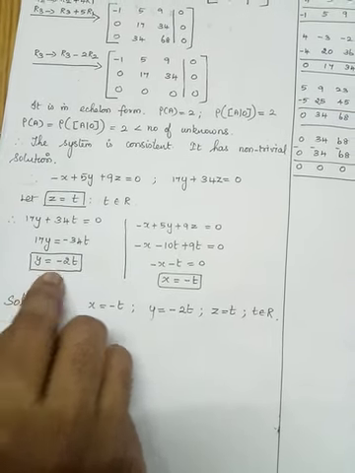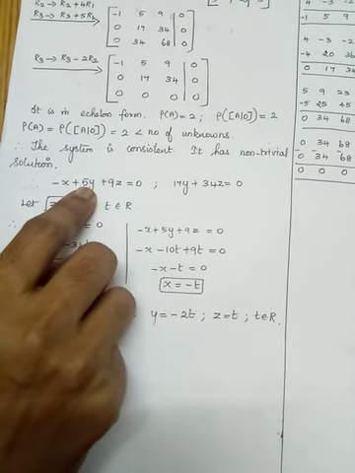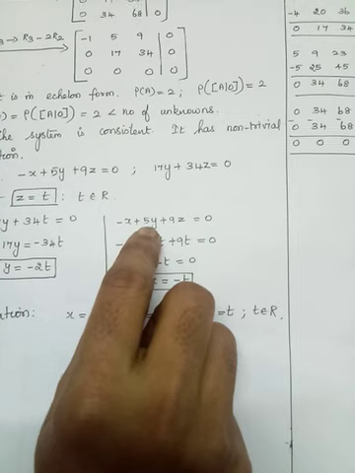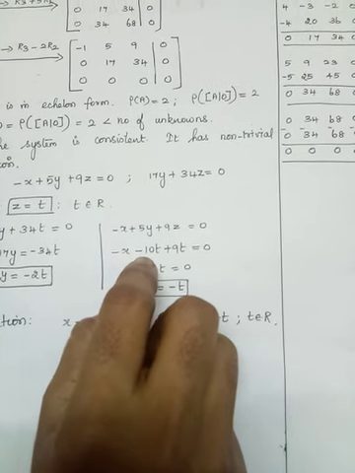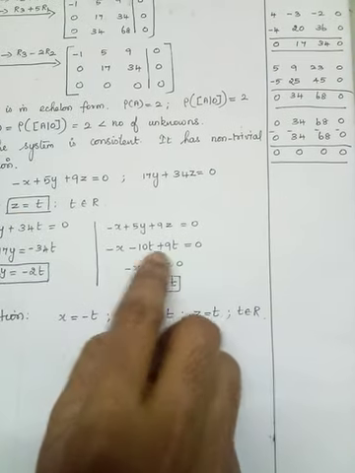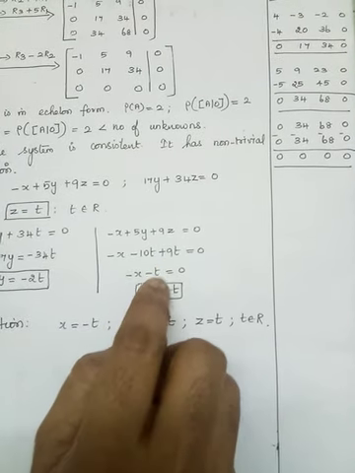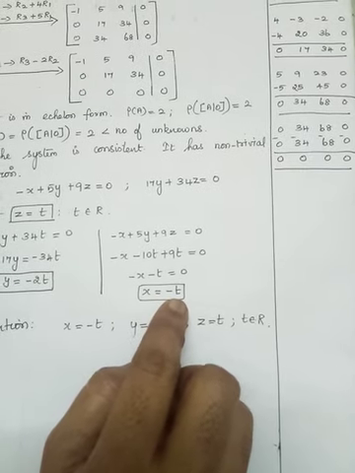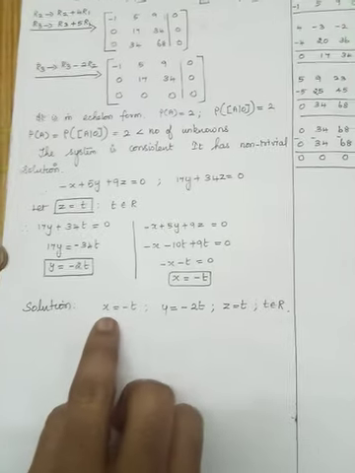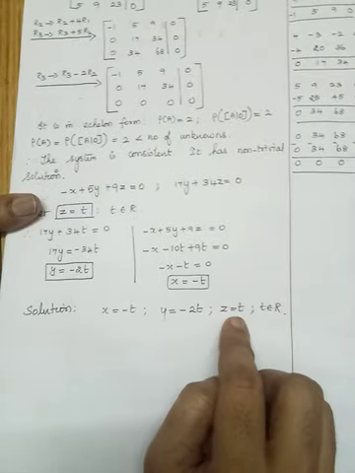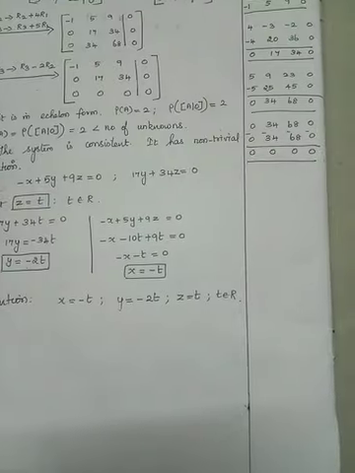So y is equal to minus 2t has to be substituted in the first equation. So the y value is substituted, that is minus 2t. 5 into minus 2t is minus 10t, and z value is t. Here when you substitute, minus 10t plus 9t is equal to minus t. So therefore x is equal to minus t. Okay, so the solution is x equal to minus t, y is equal to minus 2t, and z is equal to t, where t belongs to R.